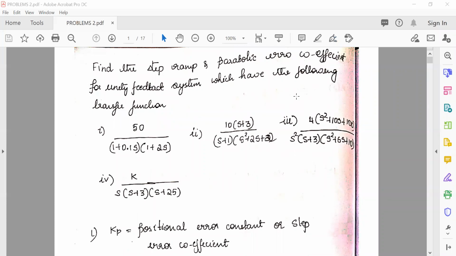Hello, everyone. Let us continue with the class now. Continuing with the error coefficient problems. Let us do this now.